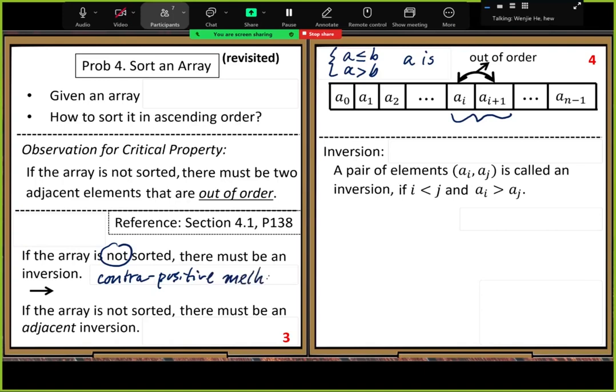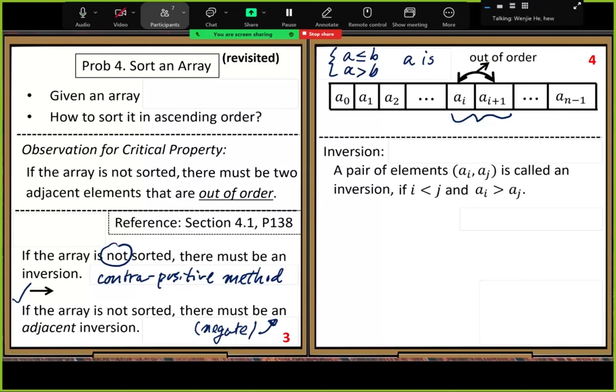Contrapositive method thinking. In discrete math, you learn it. Okay? So here, if we use the contrapositive method, the statement is: if the array is not sorted, there must be an inversion. So let's negate the conclusion. In the contrapositive method, we need to negate the conclusion first. So what's the negation of the conclusion? There is no adjacent inversion, right? That's the negation. Okay?